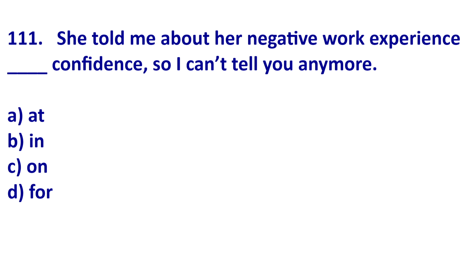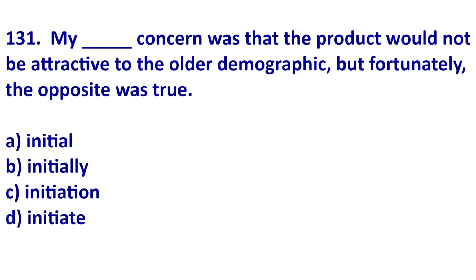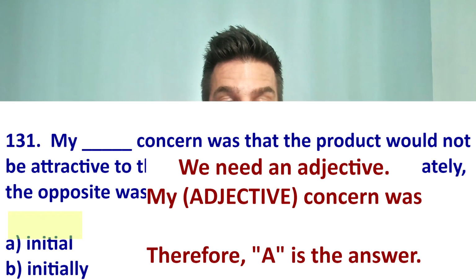111. Well, she told me this in confidence. So in confidence means she told me as a secret. I can't tell anyone. Let's look at number 131. Well, we need an adjective here because my blank concern. So concern is being used as a noun, so I need an adjective. My only adjective is initial.